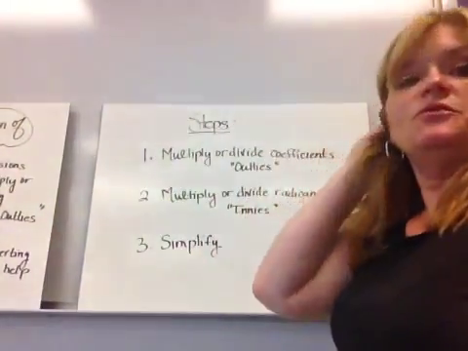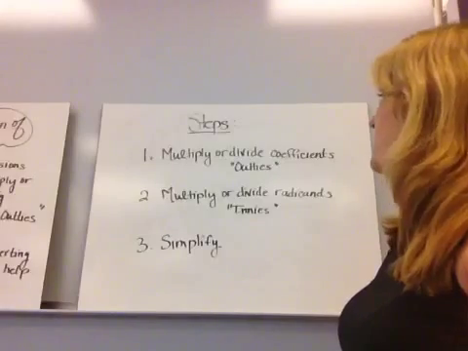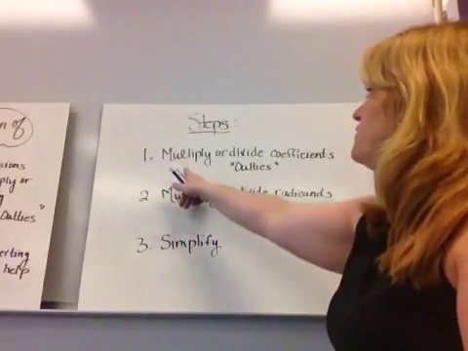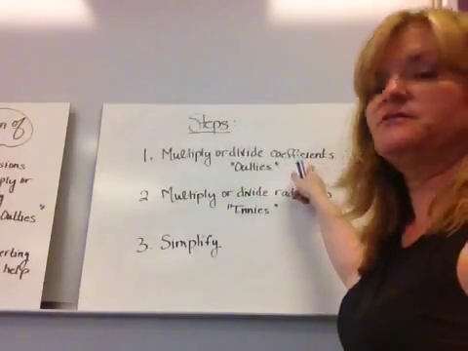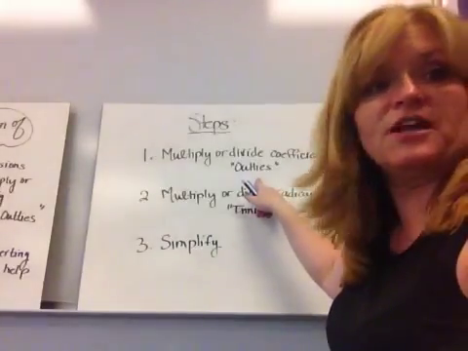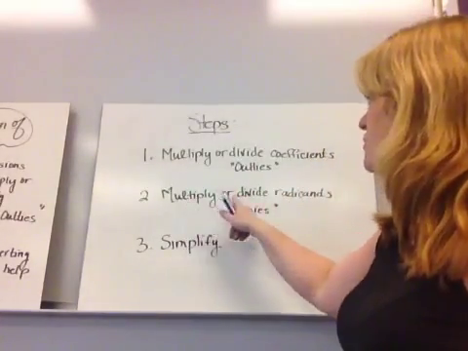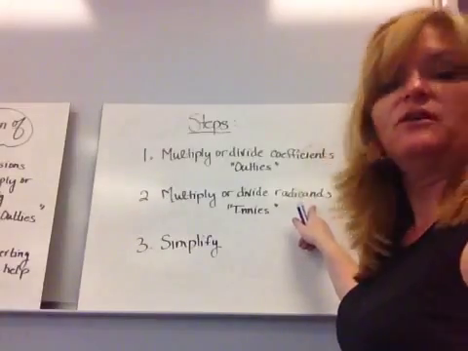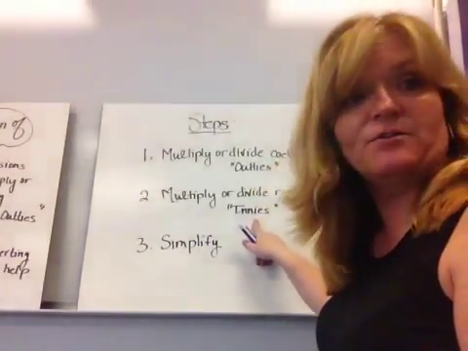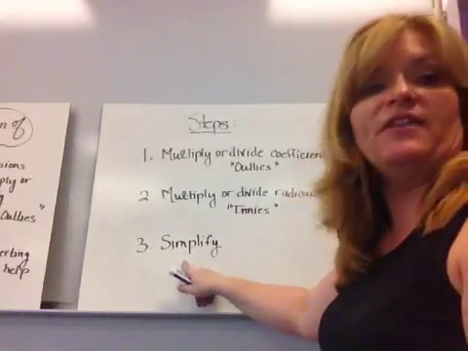Here are the steps to multiply and divide radicals. First, multiply or divide the coefficients. Those are your outies. That's the number outside the radical. Then multiply or divide your radicands. Those are your innies. That's the number inside the radical. Then you're going to simplify at the end.